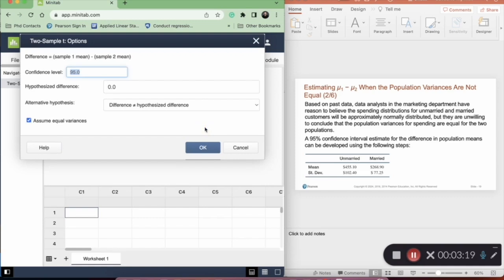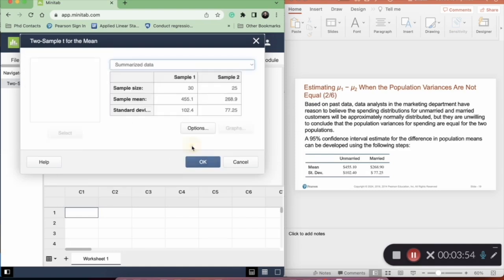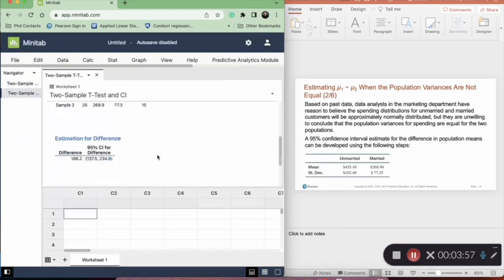We go to Options. We have to build a 95% confidence interval estimate, which is 95, that's fine. And what is the hypothesized difference? We're assuming that mu1 minus mu2 has no difference, 0, right? And the alternative hypothesis is the difference is not equal to the hypothesized difference. The difference is not 0, basically. There is a difference between the two populations, the unmerit and merit. Maybe one is spending more than the other one, right? Assume equal variances? No. Take this off. Then okay, then we're done.